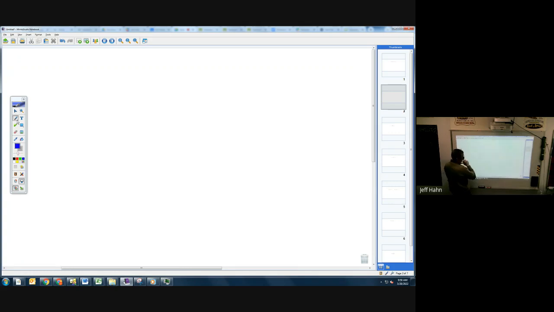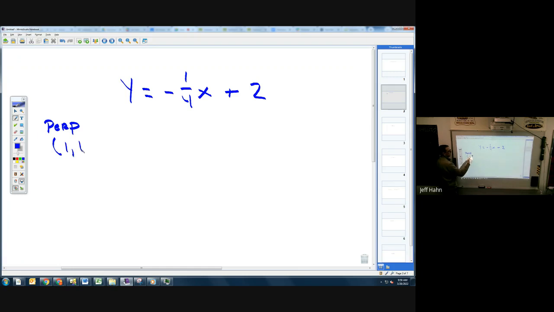y equals negative 1/4 x plus 2. If you're still struggling with this, just listen carefully. You're supposed to find the line that is perpendicular to this and that goes to the point (1, 1). Am I correct in that? Did I hit all those things right? Rachel, what do you know about lines that are perpendicular? This is where you'd have to look in your notes because I'm pretty sure I went over this multiple times. What do you know about the slope of perpendicular lines?